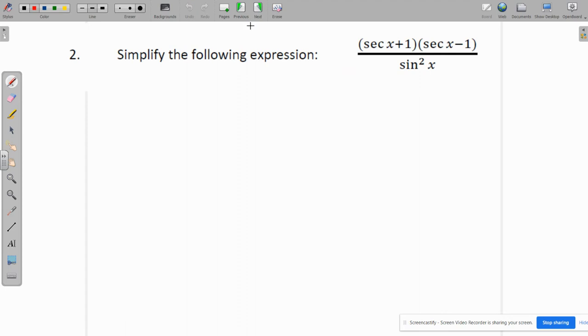Number 2, secant of x plus 1 times the quantity secant of x minus 1, divided by sine squared of x. So for me, what stands out is I have two binomials multiplied together. So I'm going to FOIL these. I'm going to multiply them together.